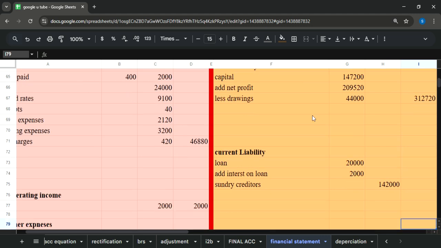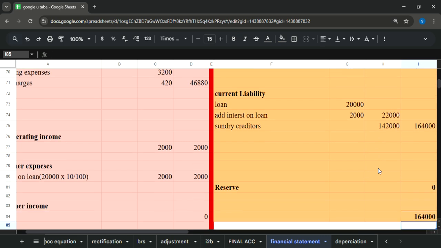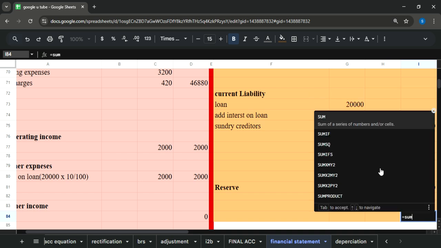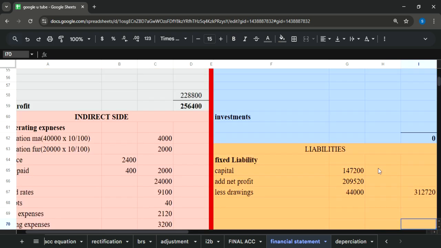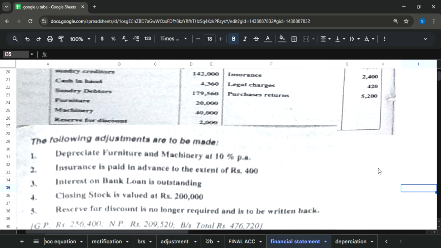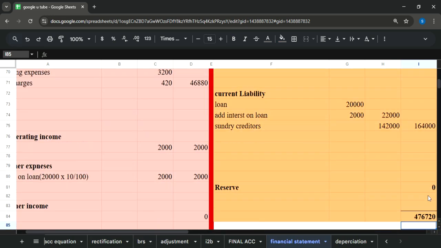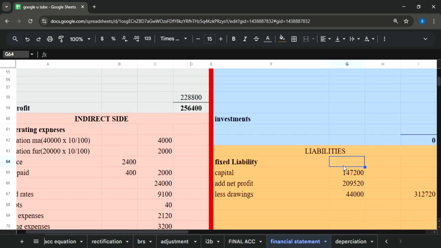Now we will calculate our total of current liabilities, where loan plus interest on loan. There are only two elements, sundry creditors and the amount of loan. There are no reserves, so finally we can have the sum of all liabilities, reserves not present, then add current liabilities, then add fixed liabilities. In this way the total of the balance sheet side is 476720, and our total is 476720. So guys, in this way 3 out of 4 parts are completed.